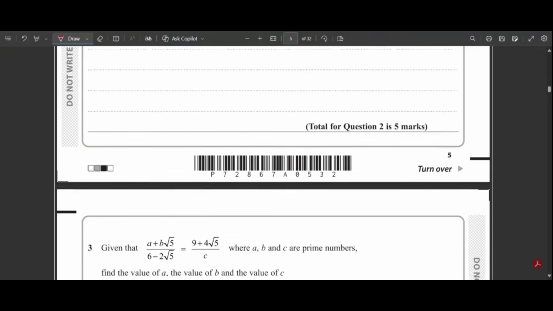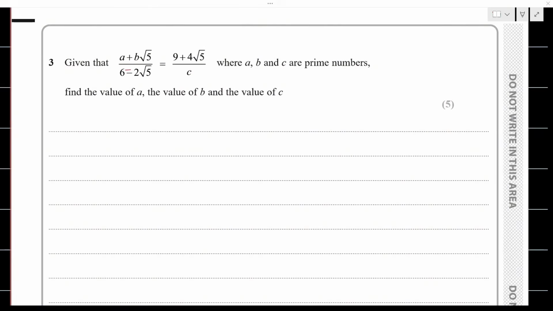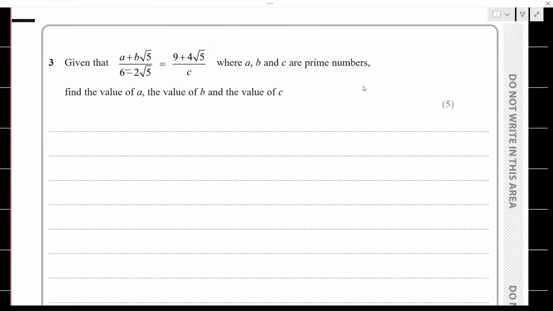Now we can move to question number 3. So this is our question number 3. We can see that it is given that (a plus b root 5) divided by (6 minus 2 root 5) is equal to (9 plus 4 root 5) divided by c. We can see that in this whole equation we have 3 unknowns, a, b and c. It is given that a, b, c are prime numbers and we have to find the value of a, b and c.